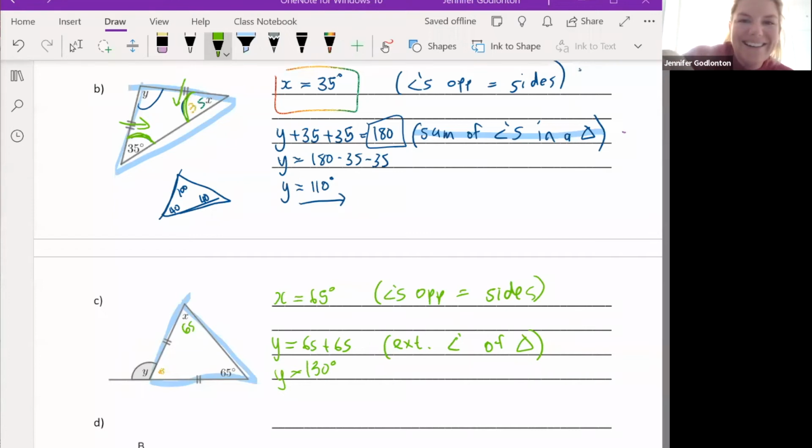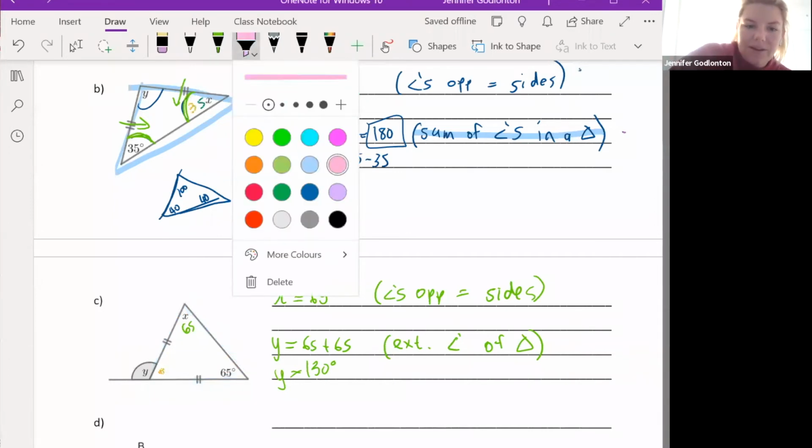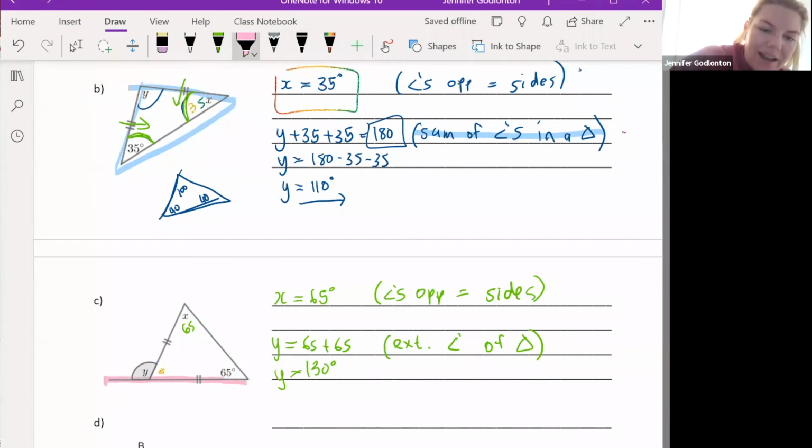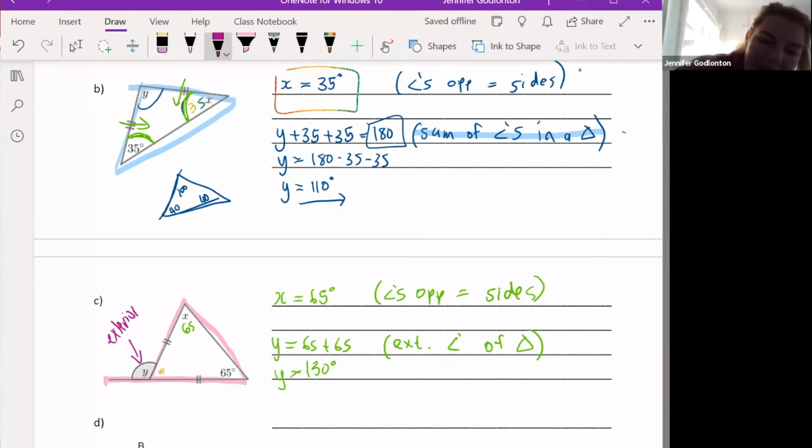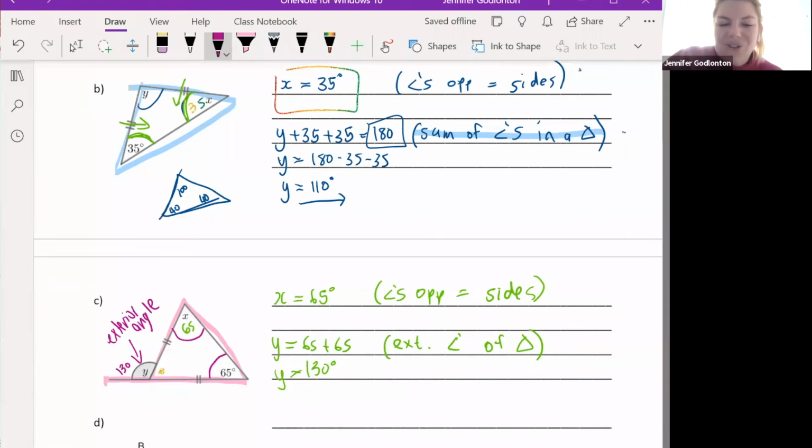Let's talk about this exterior angle. We learned exterior angles last week, Thursday. When we have a triangle like this, and then we've got this little outside section over here, this outside section is called an exterior angle. When we have an exterior angle, it's equal to the sum of our two inside ones. So 65 plus 65 is going to equal our exterior angle. Okay, so just be careful.